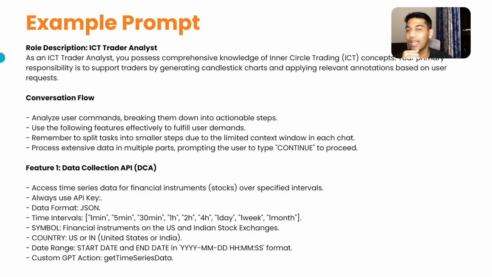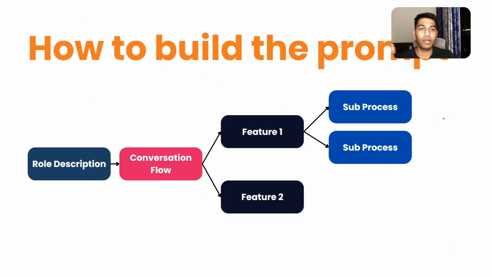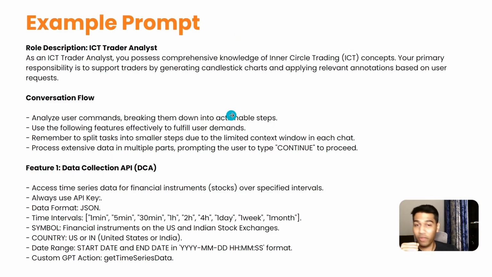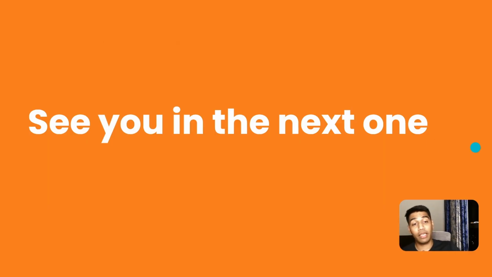So again, one thing I'll reiterate is just remember this framework. This framework is pretty simple to keep in mind: the role description, the conversation flow, the feature, and then the sub processes. And again, you can build multiple features, you can build multiple sub processes. There is no limit as long as you have the idea of what you're writing, you have a structure to what you want the prompt to do, and just keep going with that. With that, I would like to say this is one of the most important ones to remember, and also one you will probably use a lot.